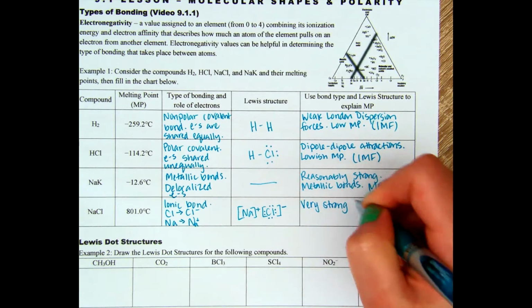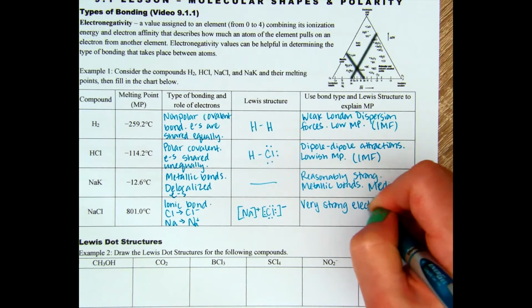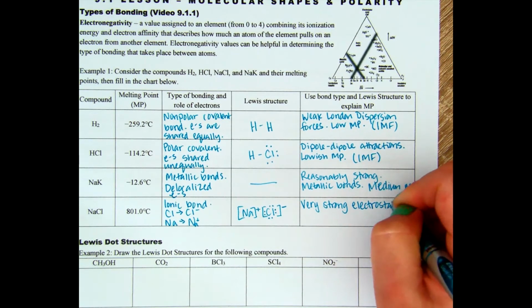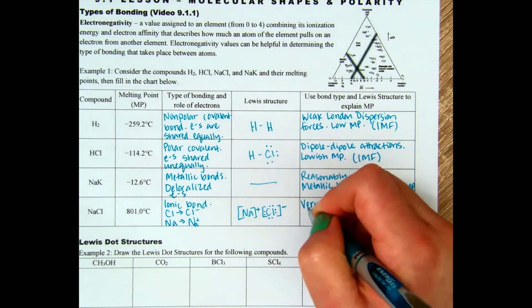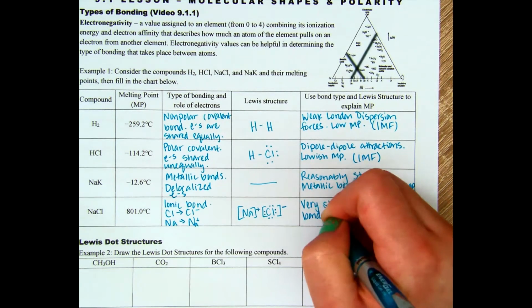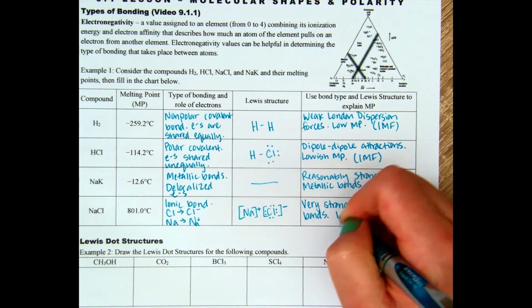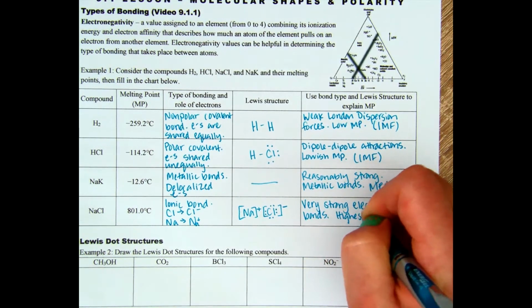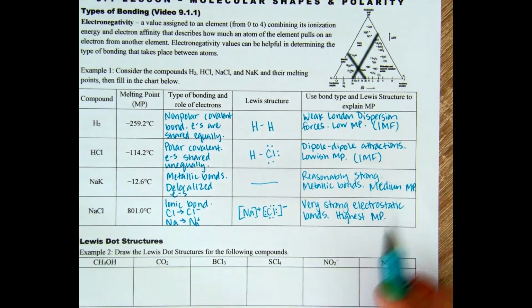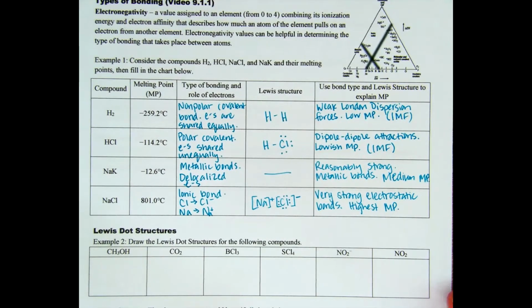They're very strong electrostatic bonds. It's an ionic bond. And this is the highest melting point. And that word electrostatic just means positive attracting negative. That's all. Don't get tripped up on that.